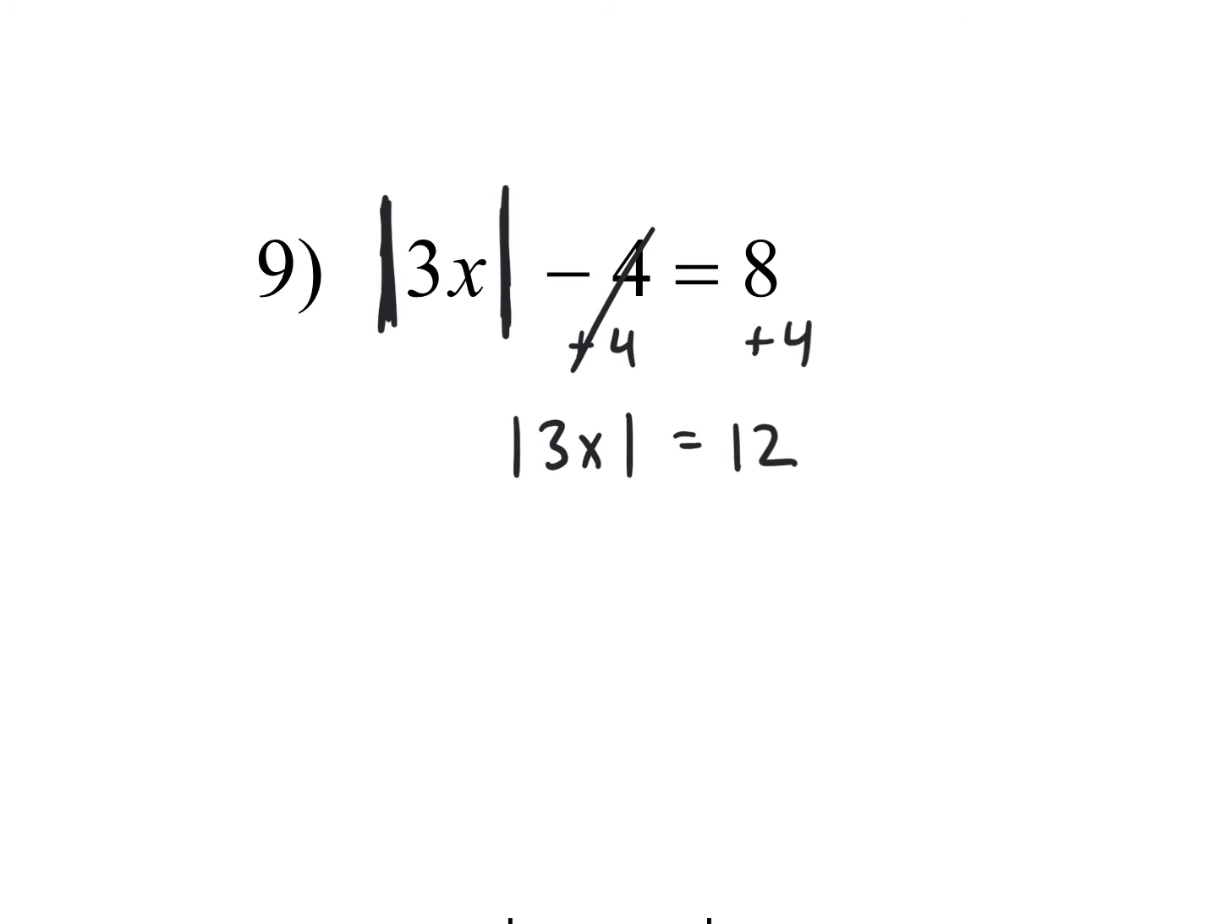And then how do we get rid of that absolute value? What should we do? Anybody remember from the video? We make it positive, so 3x is equal to positive 12, but then we also have to do the negative version too, so 3x is equal to negative 12.